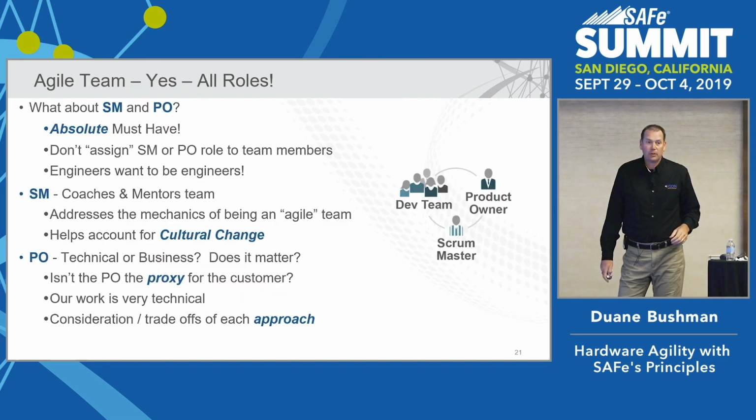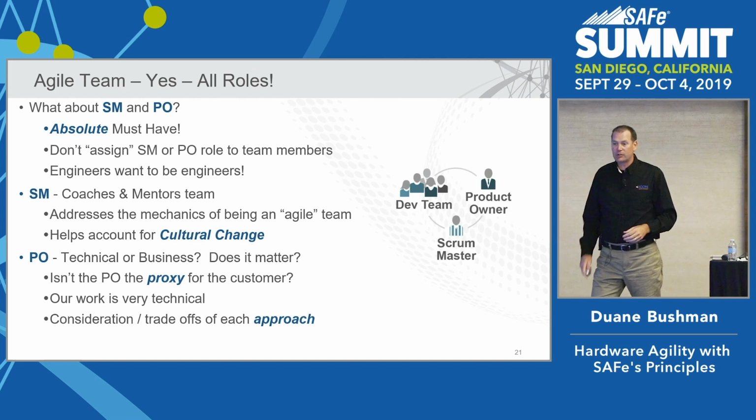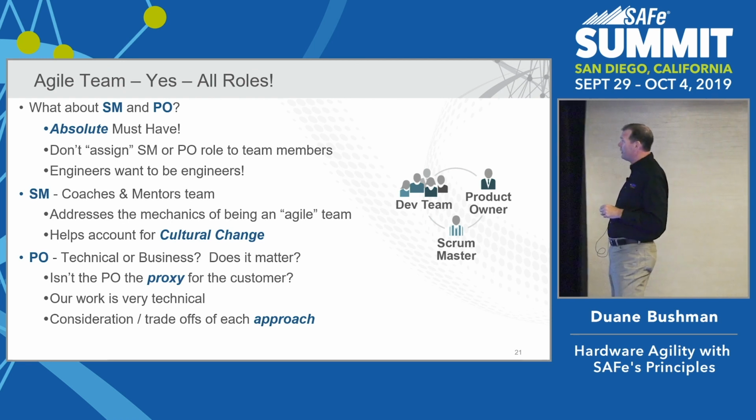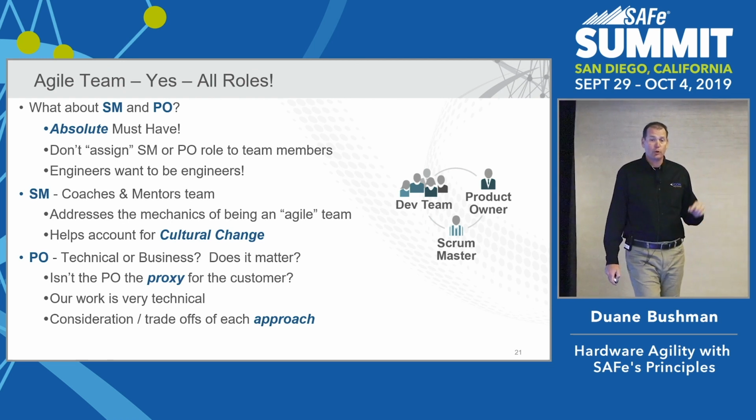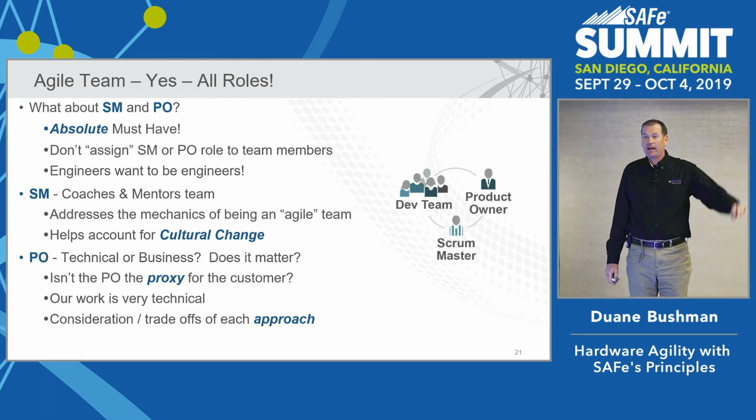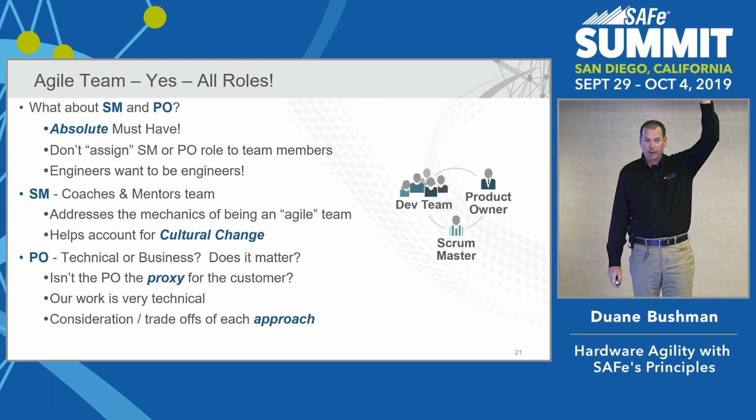What about the full Agile team, that Scrum Master and Product Owner? We absolutely must have these roles. Do not compromise. As someone who did, I'm a recovering compromiser.